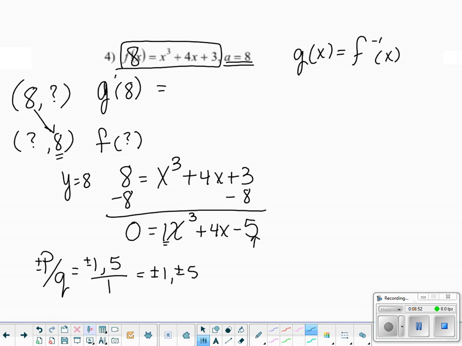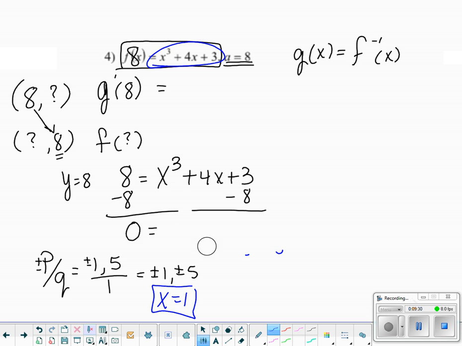And I believe if I check this out, if I insert 1 for x, it does make this a true statement. I get 1 plus 4 minus 5, which does indeed equal 0. So I'm going to just tell you that x equals 1 is a rational root to this problem. You could go to your graphing calculator, key in this function, and look for, well, subtract, oh, I got a mess here.